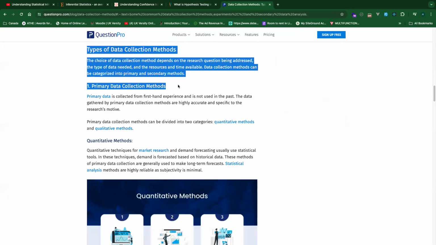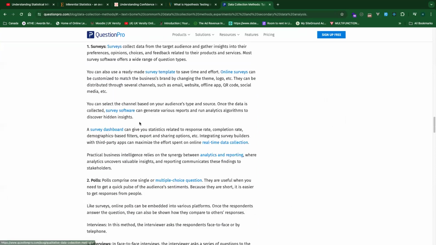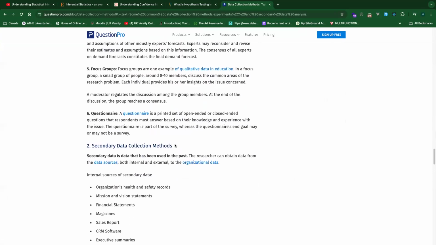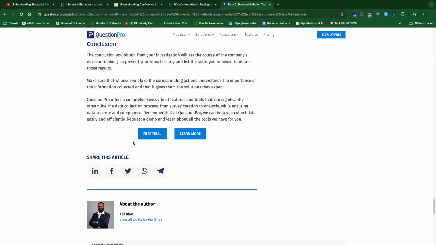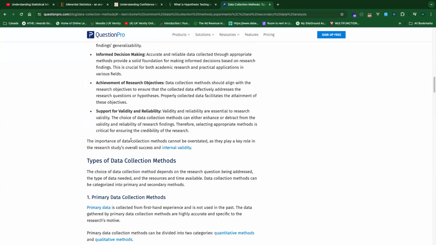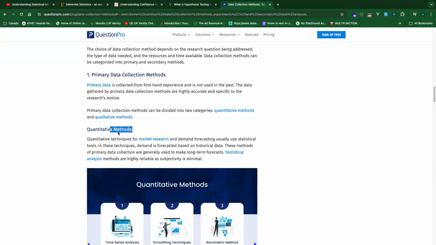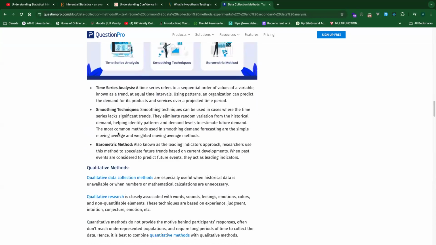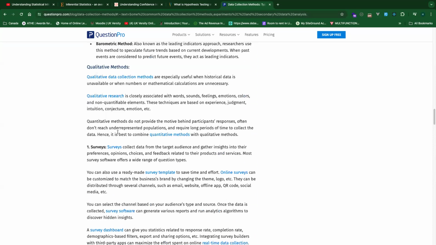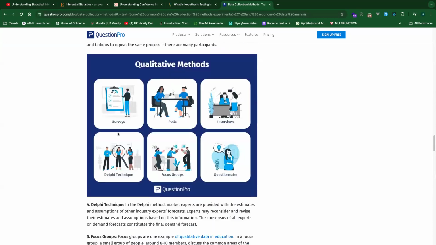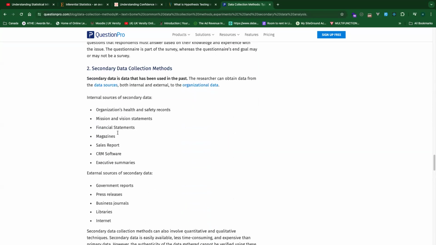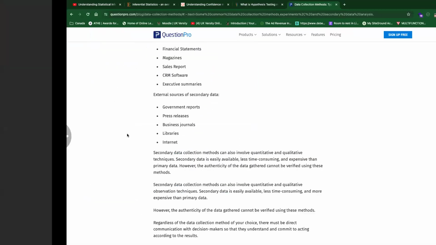We have primary data collection methods, and then we have secondary data collection methods. And obviously the primary involves quantitative methods and qualitative methods. The quantitative methods involve surveys, polls, among other things. And then for secondary data collection, obviously, you source data from secondary places, which can be magazines, sales reports, times, software, among other things.